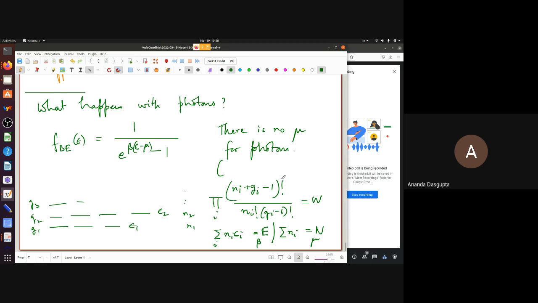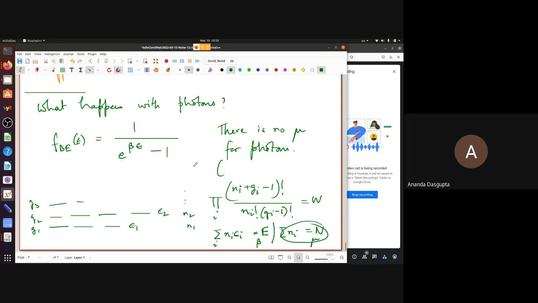Now, the point is the mu comes into the picture only because of this particular conservation law. The total number of particles is fixed. For photons, there is no such conservation law. Photons can be created or destroyed. So for photons, you shouldn't really say mu is zero. You should say there is no mu. The concept of mu doesn't even arise for a photon.